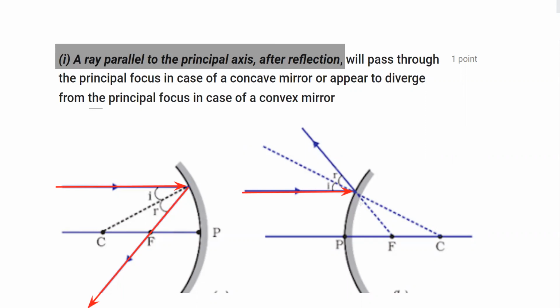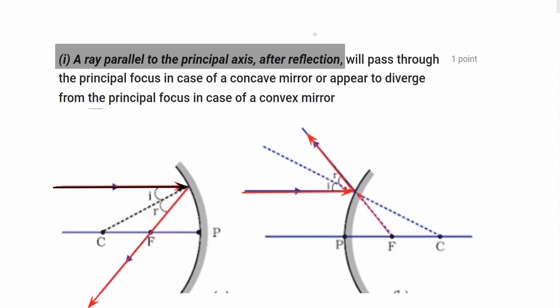As you know, the principal focus in case of a convex mirror is behind the mirror, so the ray cannot penetrate through the mirror. It will appear as if the ray is coming from the principal focus, or you can say it's diverging from the principal focus. So once again, in case of a concave mirror, a ray drawn parallel to the principal axis will pass through the focus, and in case of a convex mirror, it appears to pass through it.